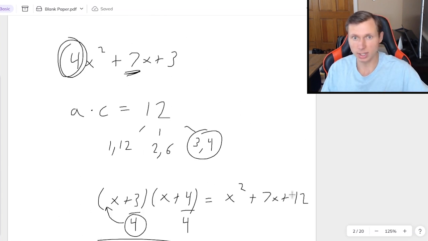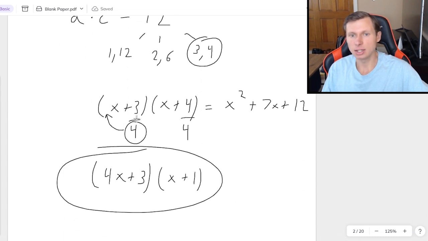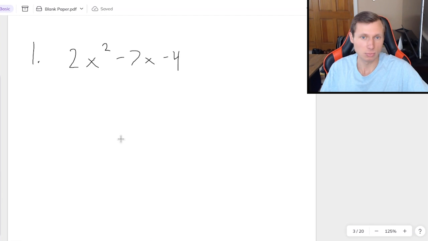Just to review super quickly, you multiply a and c, you find all the factor pairs of a and c, you choose the one that adds up to b, and then you factor and divide by a, and one of them you'll always have to move in front because there's always going to be a fraction. Okay, so let's do this now with some practice problems. Feel free to try these on your own. If not, I'll be doing them right now.